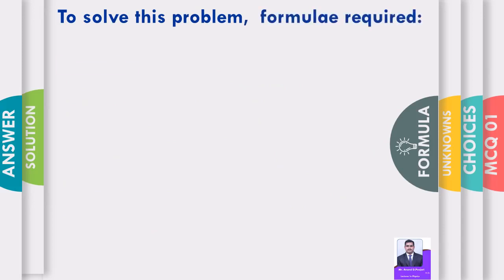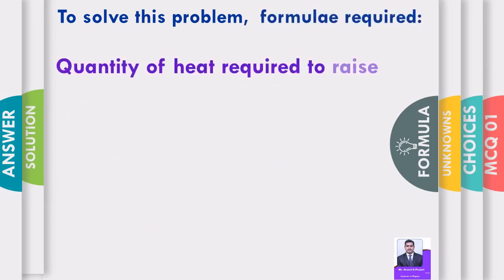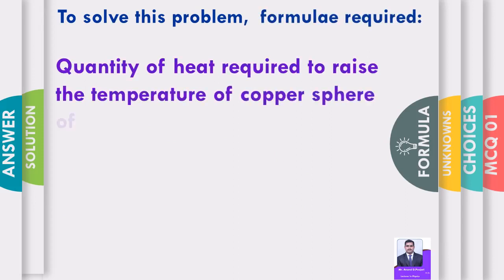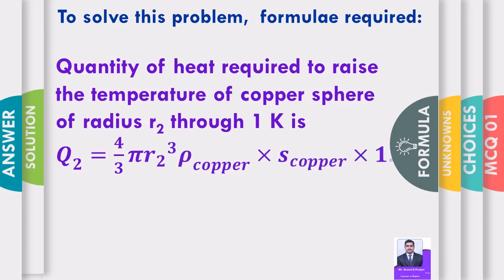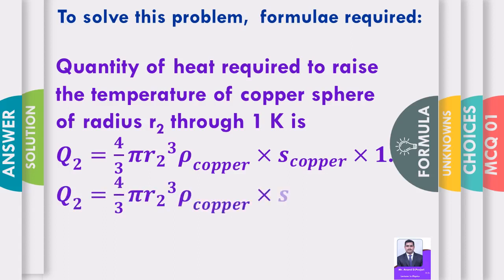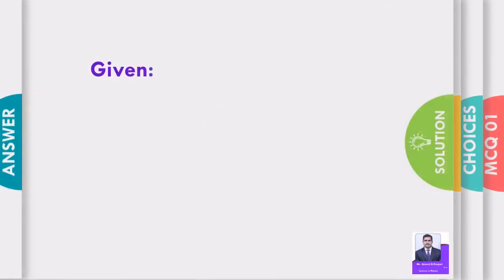To solve this problem, one more formula is required. The quantity of heat required to raise the temperature of a copper sphere of radius R2 through 1 Kelvin is Q2 is equal to 4 by 3 pi R2 cube rho copper into S copper into delta T. Q2 is equal to 4 by 3 pi R2 cube rho copper into S copper, since delta T is equal to 1 Kelvin.